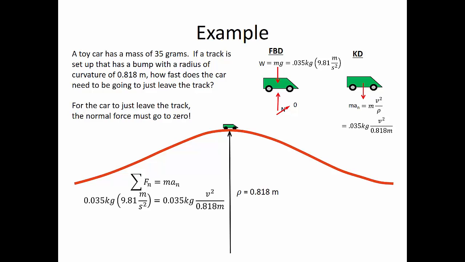The sum of our forces in the normal direction only includes the weight, as seen right here. Our mass times acceleration is the mass times the normal acceleration. Notice that in this case, our masses cancel. Solving for our velocity, the velocity squared is equal to 8.02 meters squared per second squared. Taking the square root of that, our velocity is equal to 2.83 meters per second. So if we're traveling at 2.83 meters per second, the car will just leave the track.